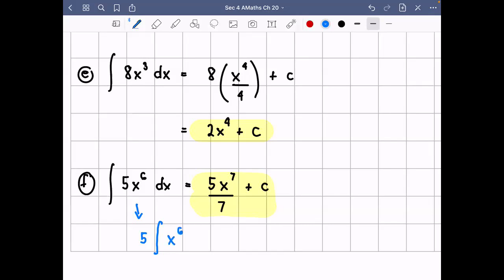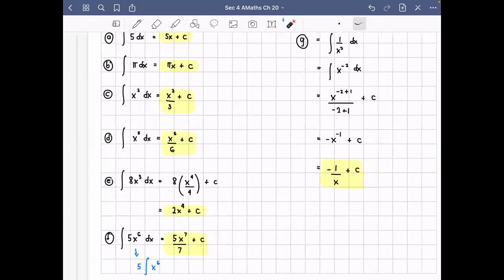So again, the antiderivative of 5x raised to 6 is equal to 5 times x raised to 7 over 7. And again, 7 came from 6 plus 1, and whatever your index is, the same number is your denominator. So this is your answer, since we cannot simplify 5 over 7. That's it, that's letter F.